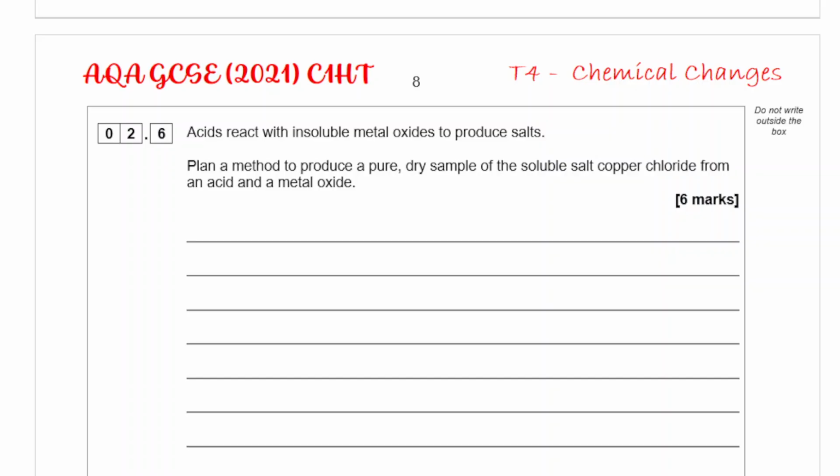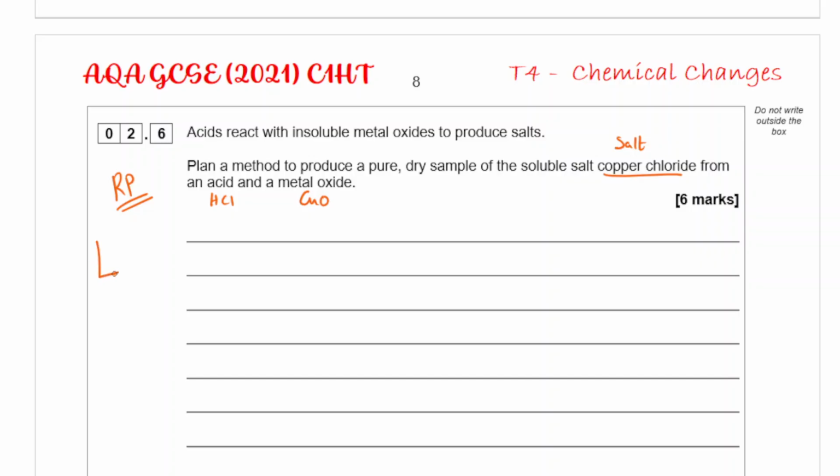Acids react with insoluble metal oxides to produce salts. So this actually requires a required practical. On producing salts, plan a method to produce a pure dry sample of soluble copper chloride, that's a salt, from an acid and a metal oxide. The acid that you will have to use is hydrochloric acid, and the metal oxide, if you want a copper salt, you will need to use copper oxide. So how would you do this?